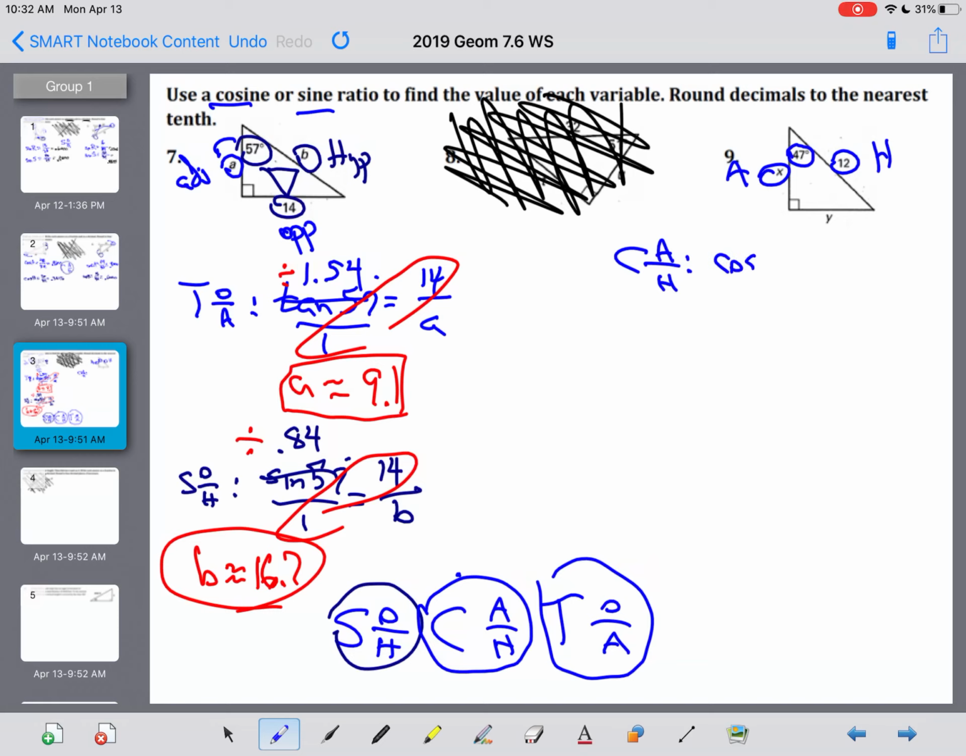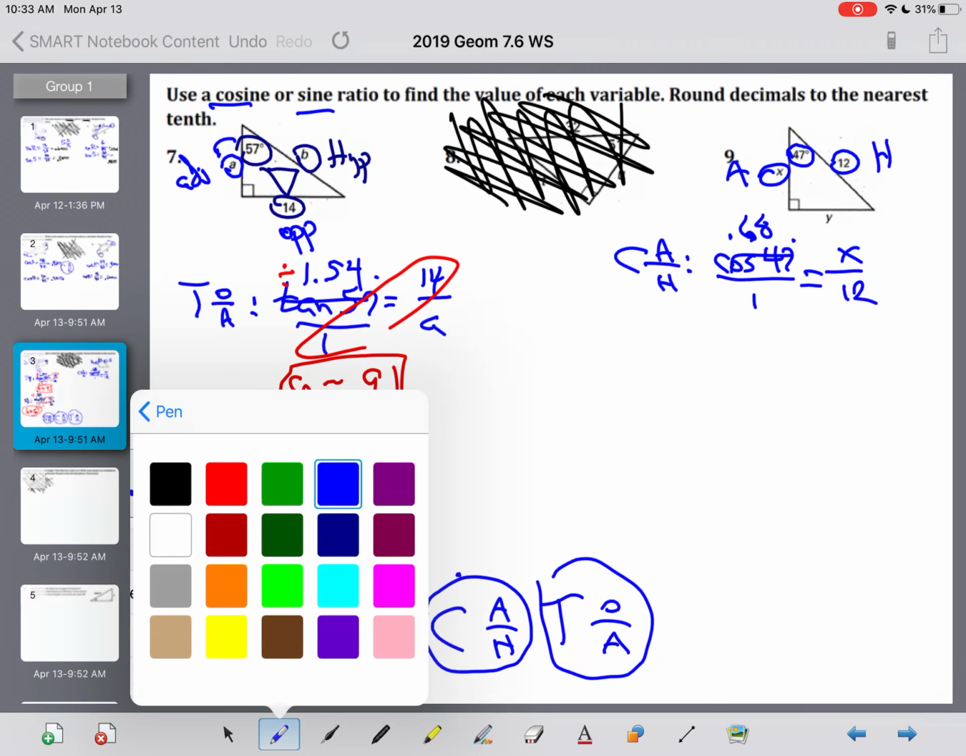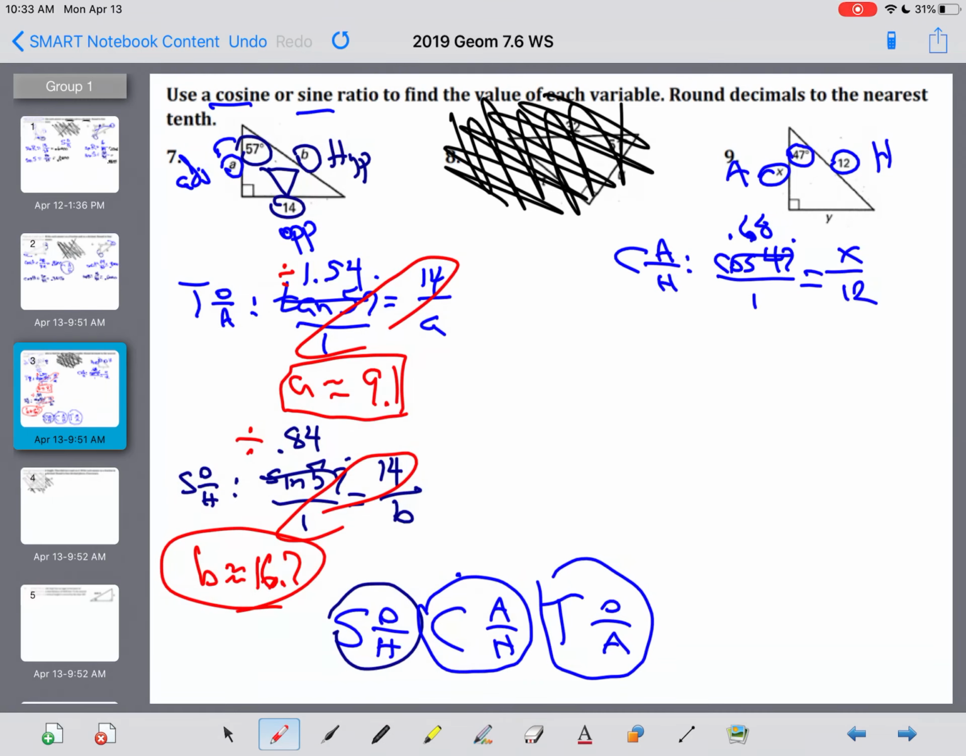So I'm going to say the cosine of 47 degrees over 1 equals x over 12. Cosine 47 comes out to about 0.68. And now we're going to switch over to the red for this times this divided by that. So x will be about 12 times 0.68, about 8.2.